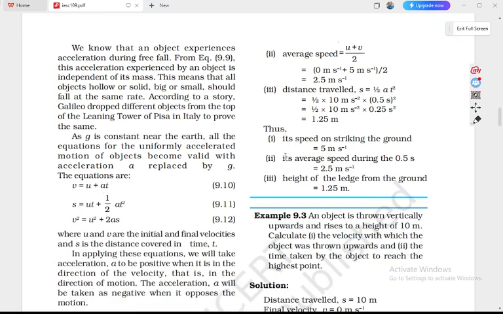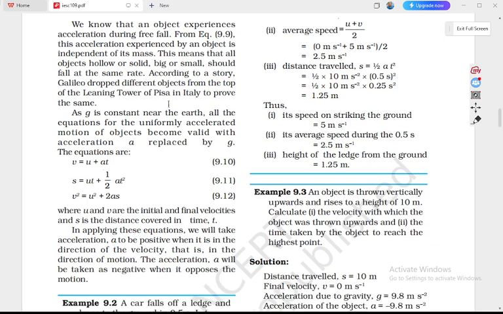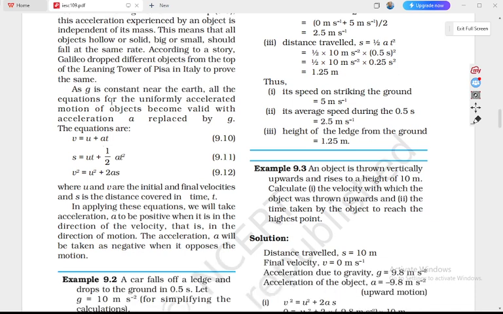Here we know that an object experiences acceleration during free fall. From equation 9.9, this acceleration experienced by an object is independent of its mass. This means that all the objects, hollow or solid, big or small, should fall at the same rate. According to a story, Galileo dropped different objects from the top of the Leaning Tower of Pisa in Italy to prove the same.